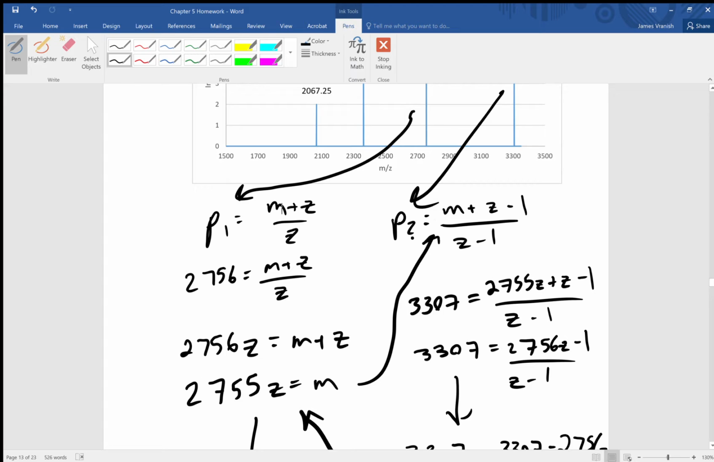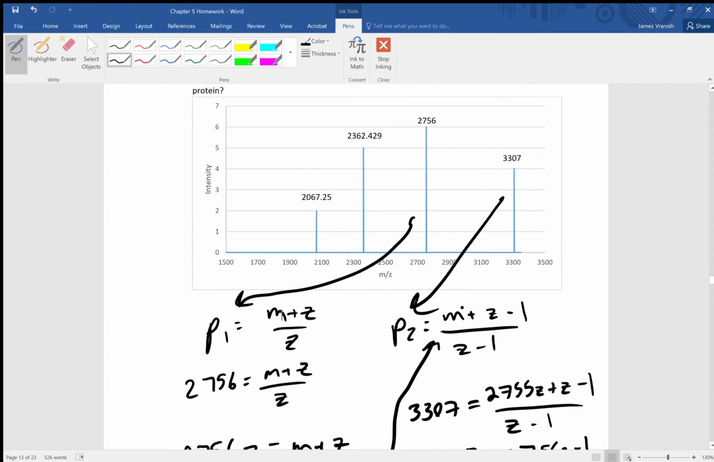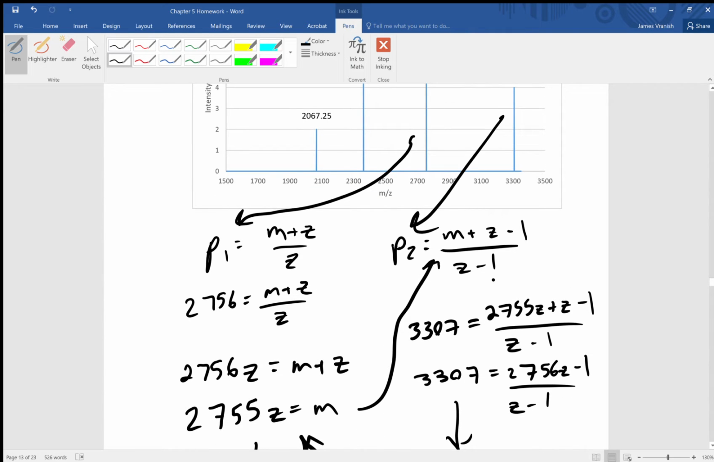Now what we can do is start to use our second equation, and anywhere we see m in the second equation, we'll replace it with 2755z. First of all, we have the second peak, so P2 is equal to 3307 from our mass spectrum up here. Then again, we have this m here, which we're going to replace with 2755z, and then we have plus z minus 1 over z minus 1. Well, 2755z plus z is now 2756z, and so we simplify it down to this version down here.